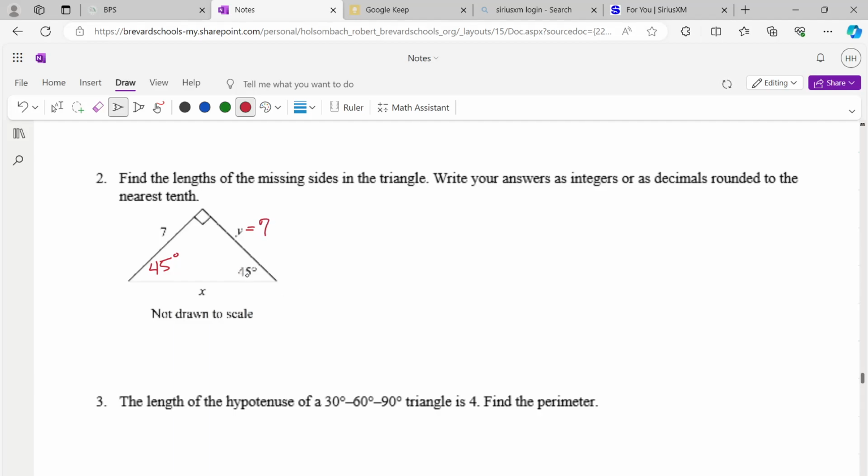And it's a special right triangle, so the hypotenuse is equal to one of the legs times radical 2. So now we got to change up here. Write your answers as integers or decimals rounded to the nearest tenth. So rounded to the nearest tenth, in your calculator, you go second fix 1, and then you type 7 times 2 square root and hit equals. So x is equal to 9.9 and y is equal to 7.